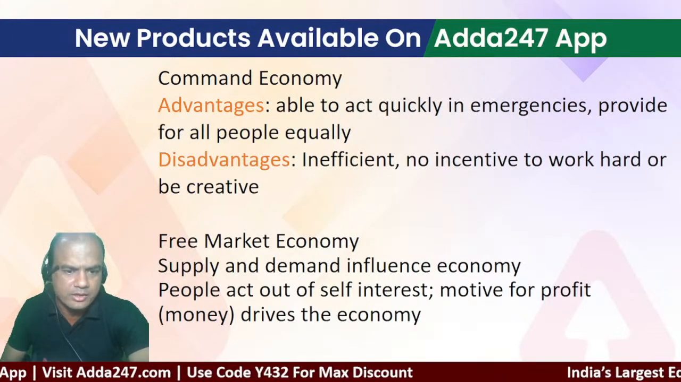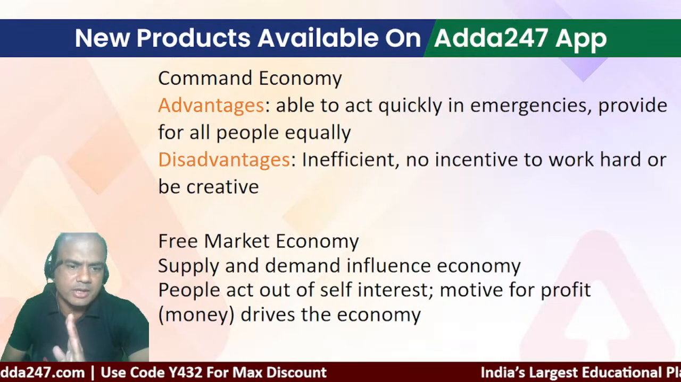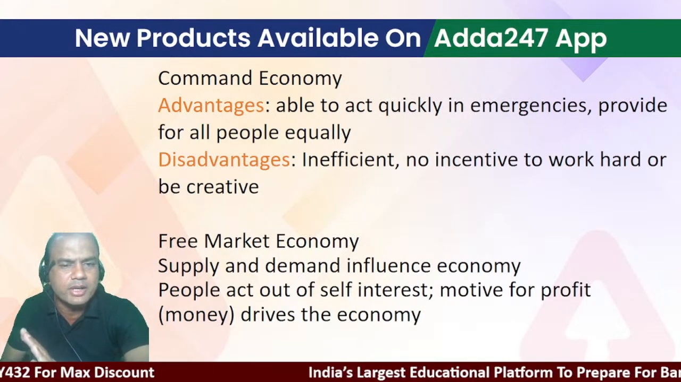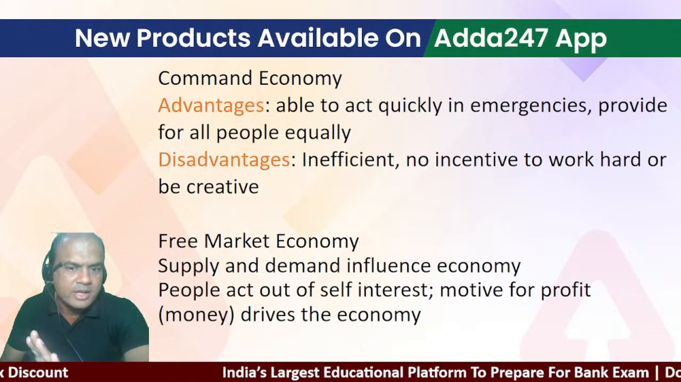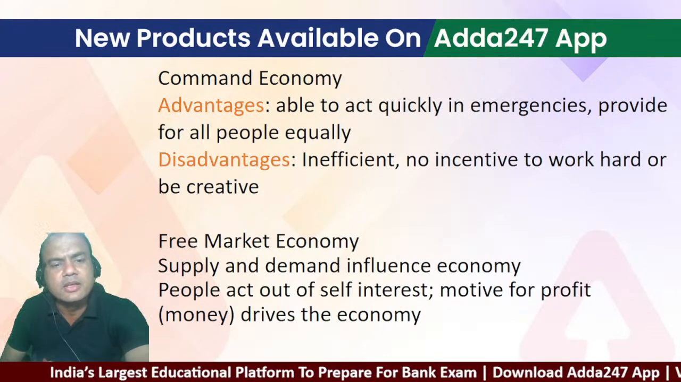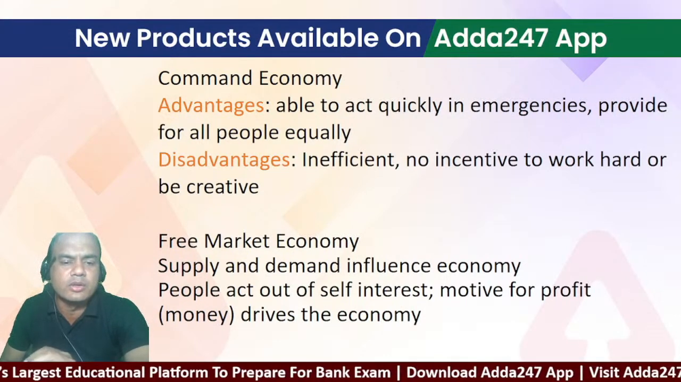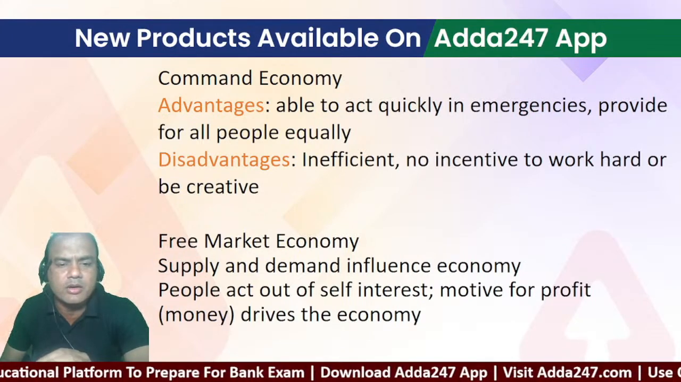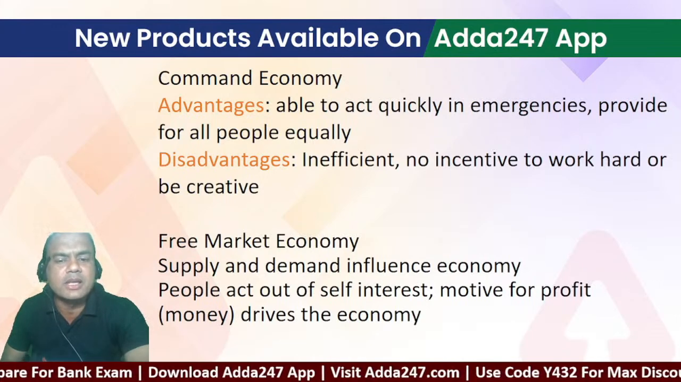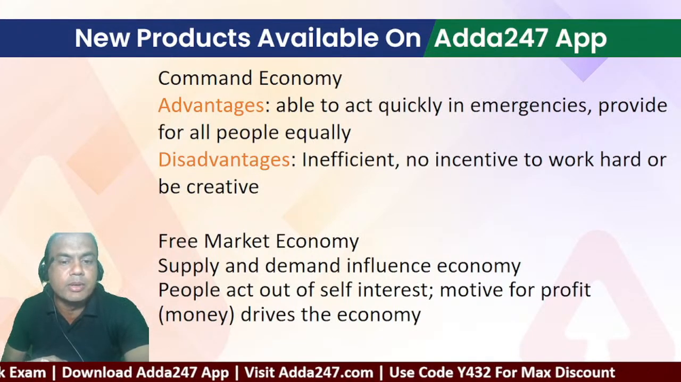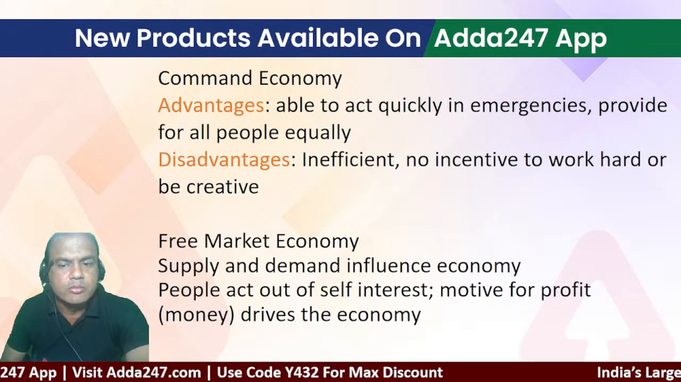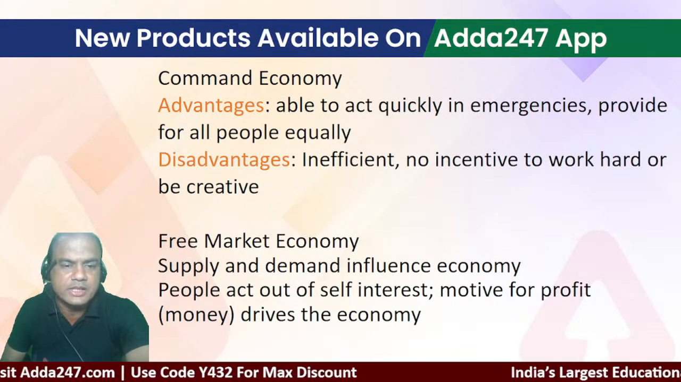Then there is the free market economy. This is the opposite side of command economy. It means supply and demand influence the economy. The government doesn't interfere at all in this. So what is the role of the government then? The government only looks at the economy from the gross level. It only looks at making the rules, and that also minimum rules. Then people act out of self-interest. The profit motive drives the economy.